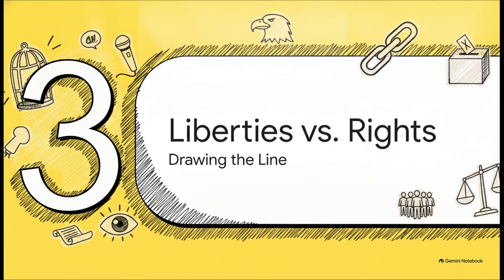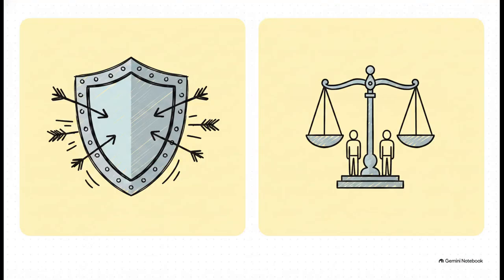Section 3. Civil liberties versus civil rights. So people mix these up all the time, but think of civil liberties as a protective shield. There are strict limits on government power over your personal freedoms, things the government absolutely cannot do to you. On the other hand, civil rights are more like the scales of justice. They ensure active, equal treatment by the government when they provide a service.